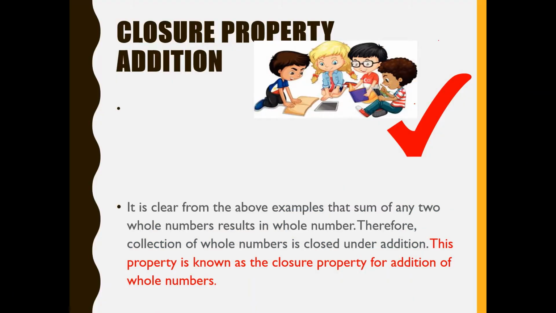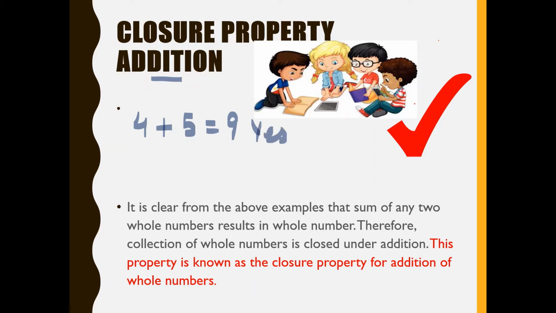Closure property of addition of whole numbers. Clearly, when we are talking of addition, it means we have to add. So let's take two whole numbers, like 4 and another whole number 5, and I add these. What do I get? The sum is 9. Now, is 9 a whole number? Yes, so it is a whole number.